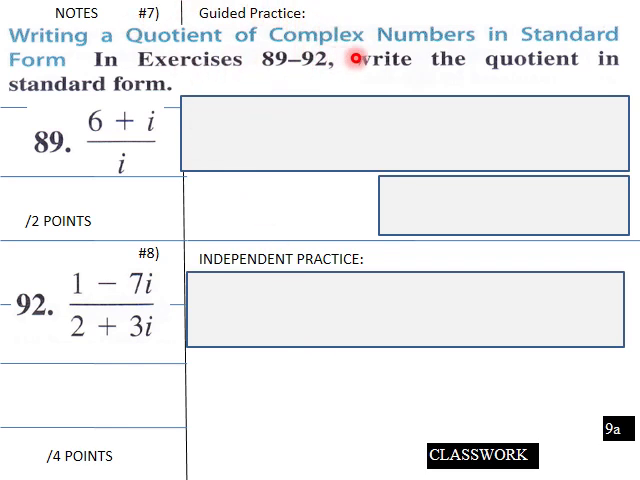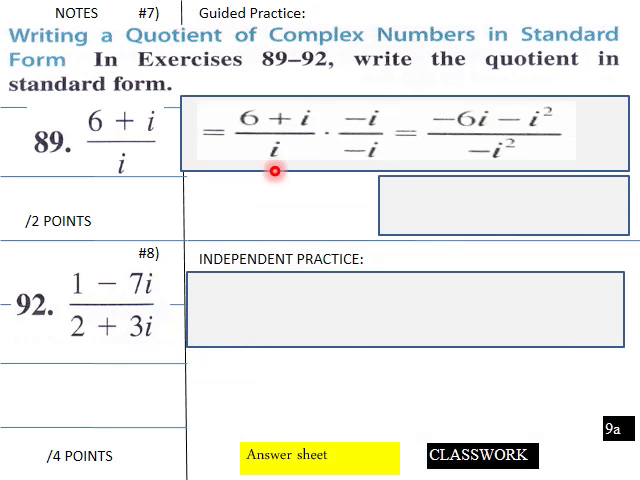So let's try one of these here. Writing a quotient of complex numbers in standard form. 6 plus i over i, and then down here 1 minus 7i over 2 plus 3i. So this here, we're going to multiply by negative i to rationalize our denominator. And then when we do that, we get negative 6i minus i squared over negative i squared, which simplifies to negative 6i plus 1 over 1, which equals 1 minus 6i.